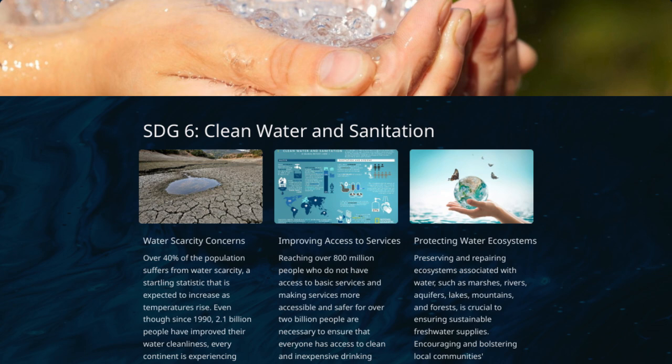And it's not just about access. Water scarcity is a significant concern. More than 40% of the global population suffers from water scarcity, and this problem is expected to worsen as temperatures continue to rise. Since 1990, we've seen improvements. About 2.1 billion people have gained access to cleaner water, but at the same time, every continent is experiencing declines in drinking water supplies. All of this ties back to SDG 6, clean water and sanitation, emphasizing that ensuring everyone has access to safe, affordable water and sanitation is fundamental to sustainable development.